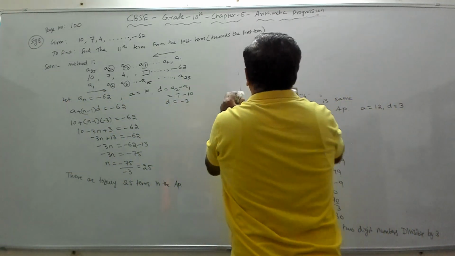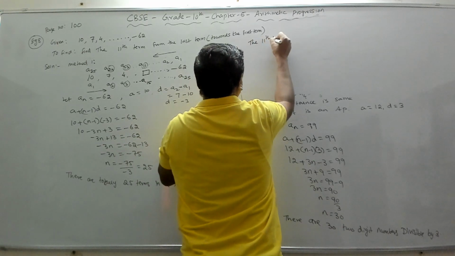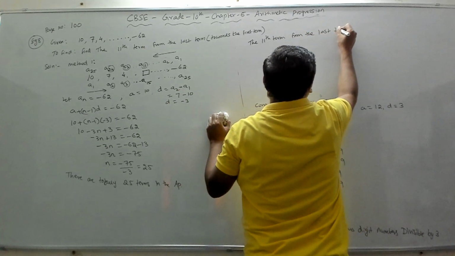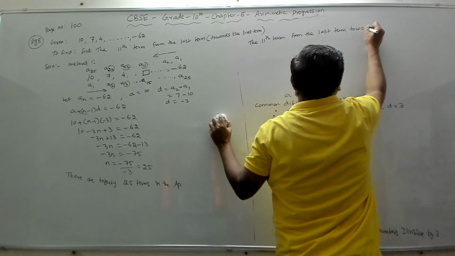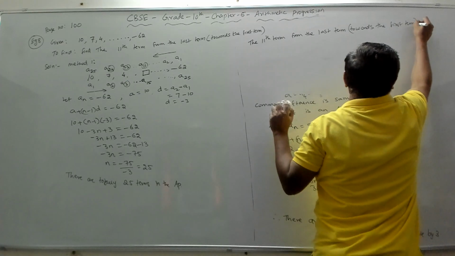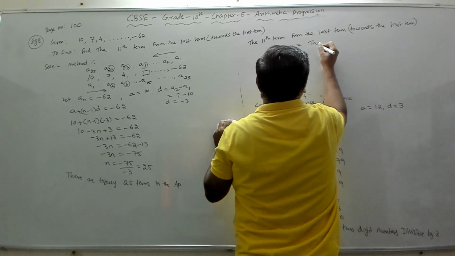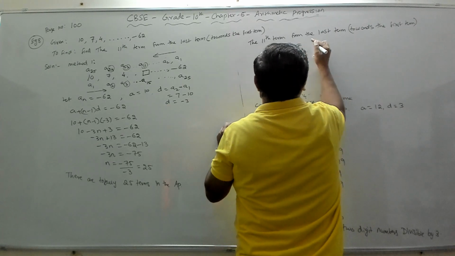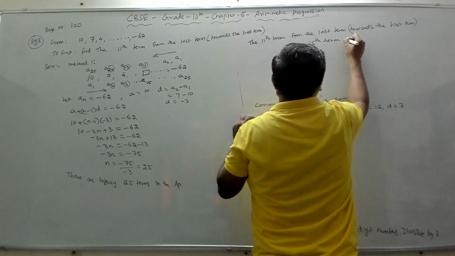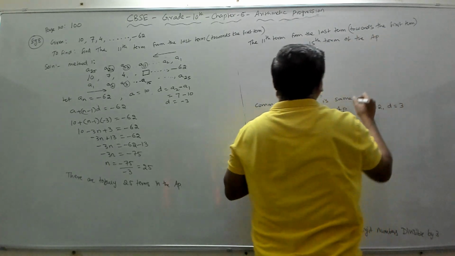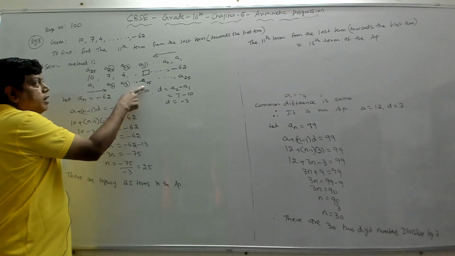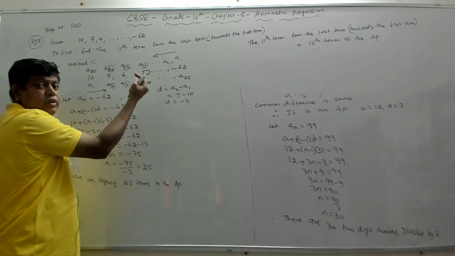So I'll write the continuation here. We'll say the 11th term from the last term towards the first term is equal to the 15th term of the AP. The 15th term of the AP means this is the 15th term. Right? This we don't call the 11th term. It is the 11th term in the reverse direction.